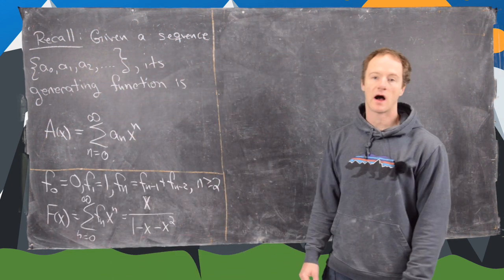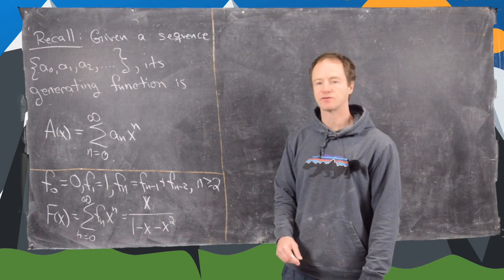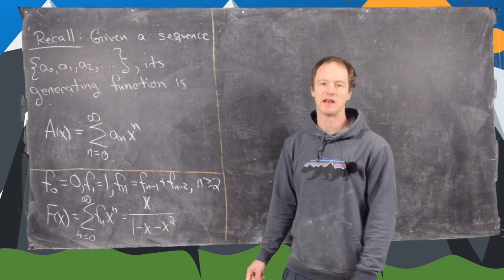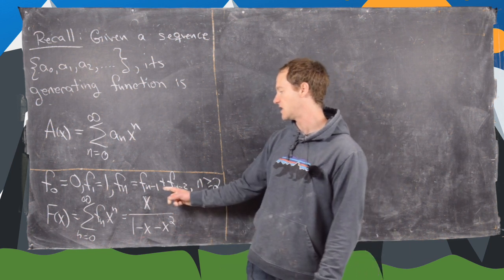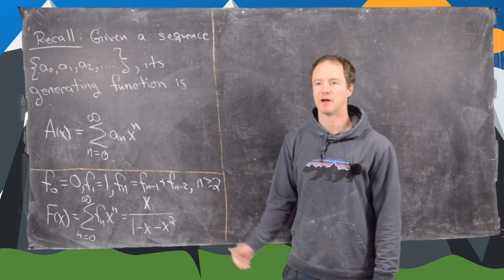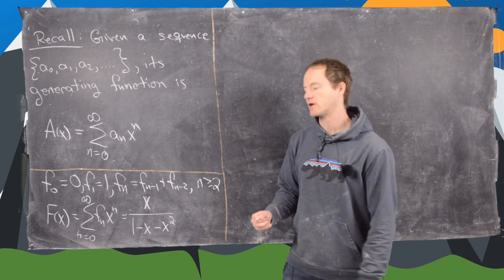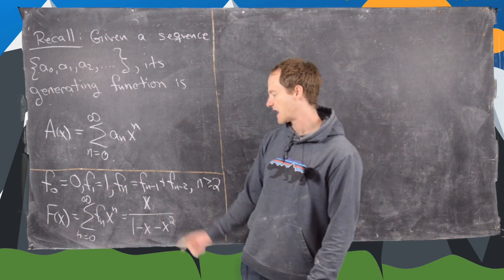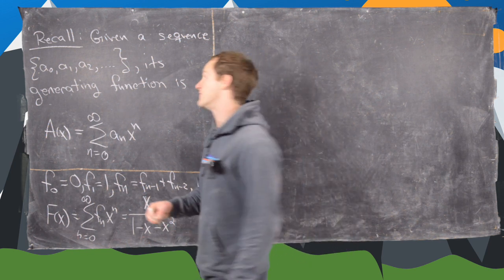Okay, so I want to do an example involving the Fibonacci numbers because I think they're nice. So let's recall that we have f sub 0 is 0, f sub 1 is 1, and then f sub n is defined by this standard two-step recursion. So it's f sub n minus 1 plus f sub n minus 2, and that's for n bigger than or equal to 2. And in a previous video, we calculated the generating function for the Fibonacci numbers, and we found that that was x over 1 minus x minus x squared. So I won't rederive that here.